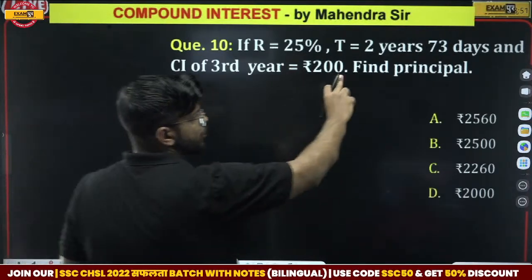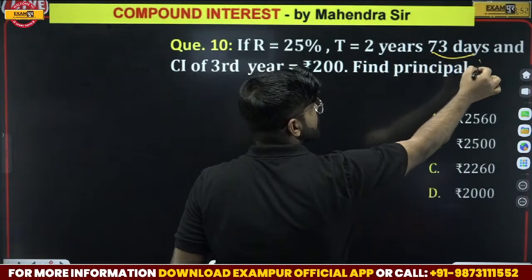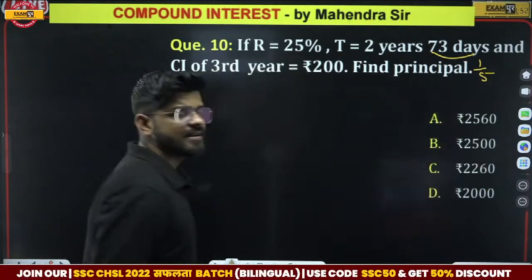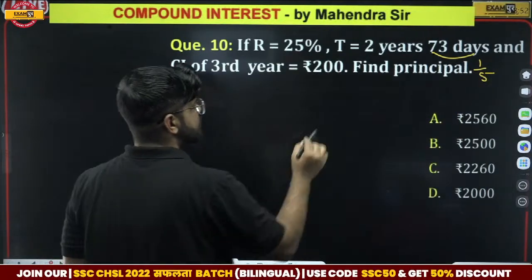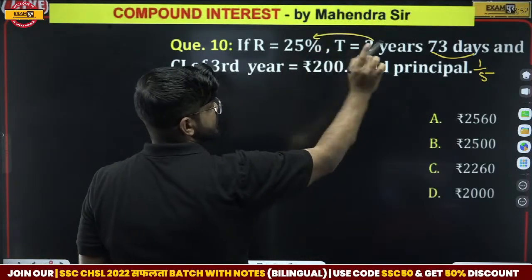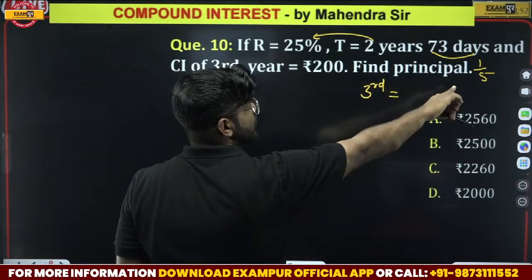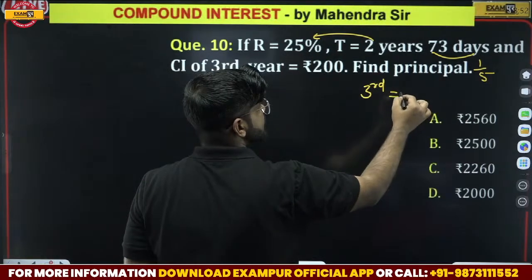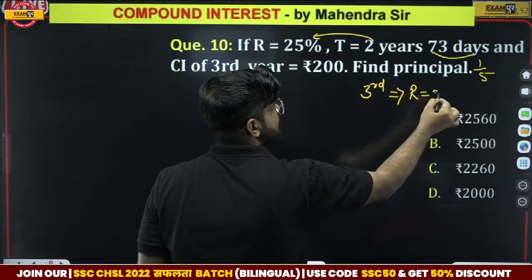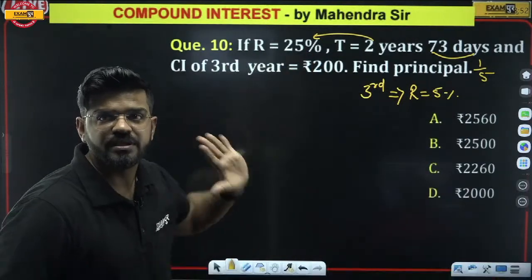Now this is 2 years 73 days. 73 days is 1 by 5 year. So for 2 years, the rate is 25% only. And for the third year, it is 1 by 5, that means here the rate is 5%. 1 by 5 of 25 is 5%.